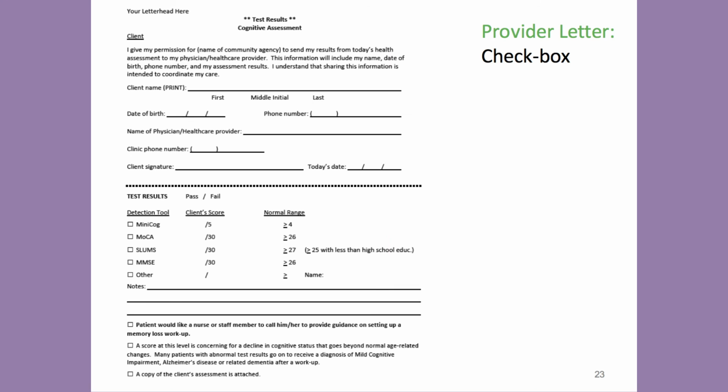At the very top, you'll see a short paragraph that explains to the client the purpose of this form. "I give my permission for name of the agency to send my results from today's health assessment to my physician. This information will include my name, date of birth, phone number, and my assessment results. I understand that sharing this information is intended to coordinate my care."